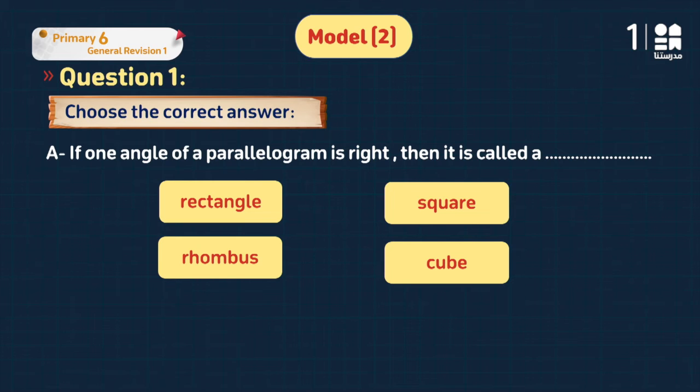Opposite angles are equal in measure. The sum of two consecutive angles equals 180. So it will be a rectangle. It can be a rectangle.